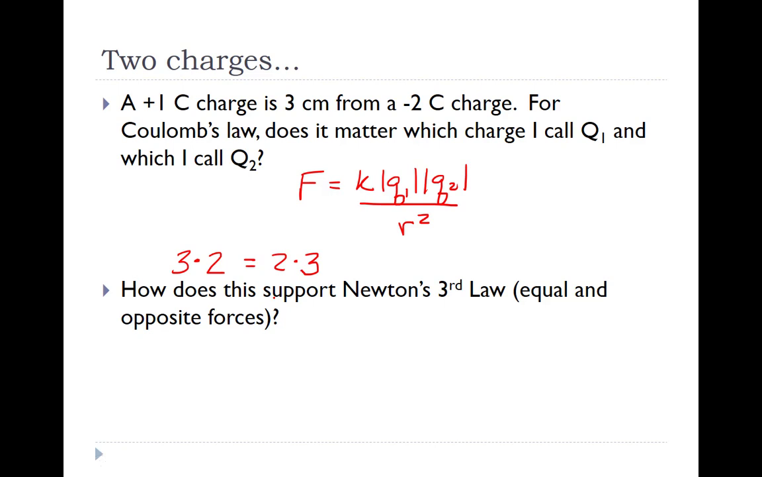Multiplication is commutative. Addition is commutative, but subtraction and division are not. So, for example, 2 minus 3 does not equal 3 minus 2. So that's not the case, but it is the case for multiplication. And since Coulomb's law is multiplied, we're good to go there.